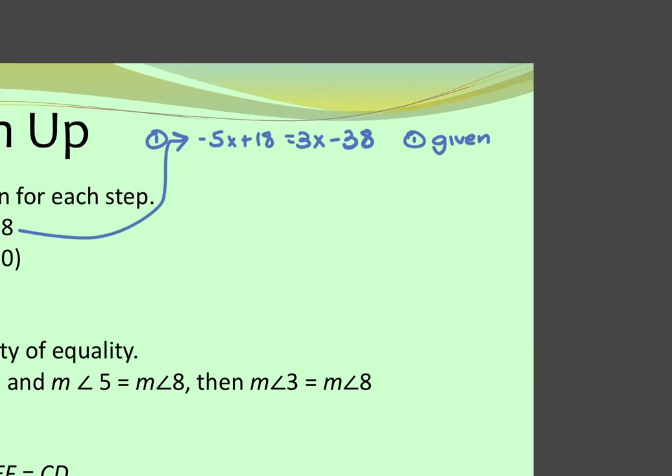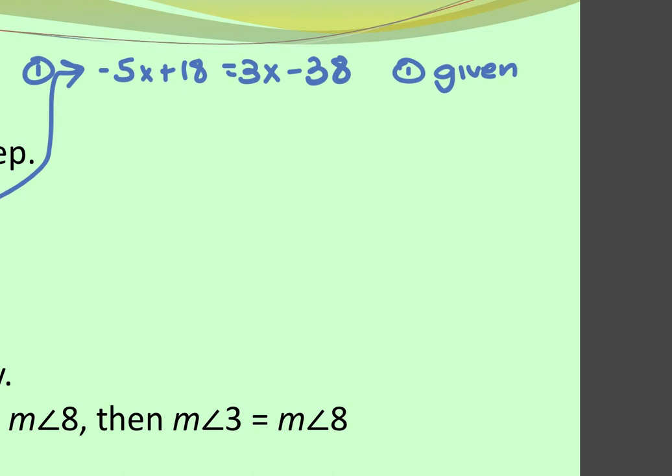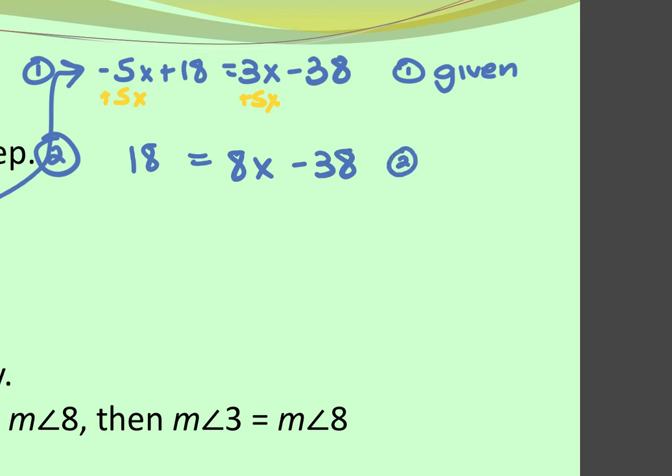Okay, then you did what? I added 5 on both sides. You literally would just write that next step. And then that reason. I added 5x. What's the property called? Addition. Addition property of equality.